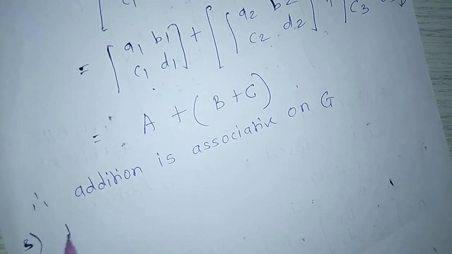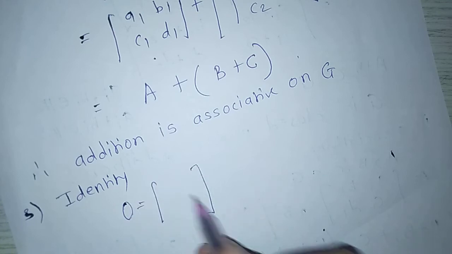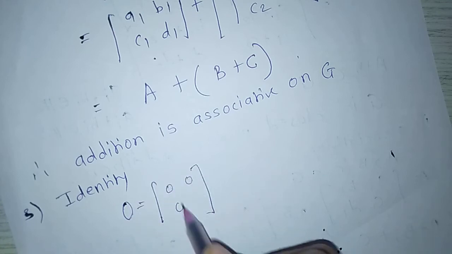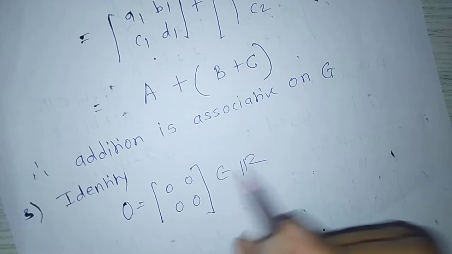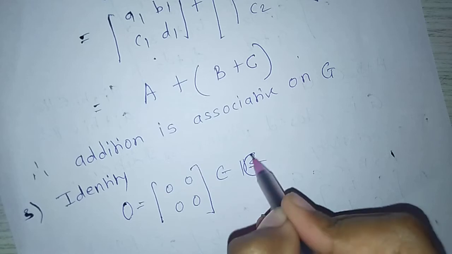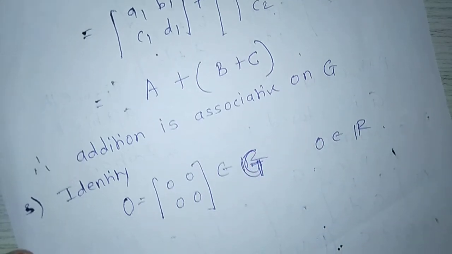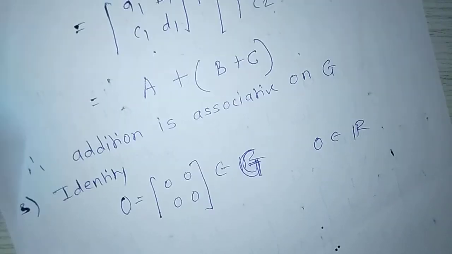Now third, identity. O is nothing but the 2 by 2 matrix with all entries 0. 0 belongs to R, not belongs to G. 0 belongs to R.